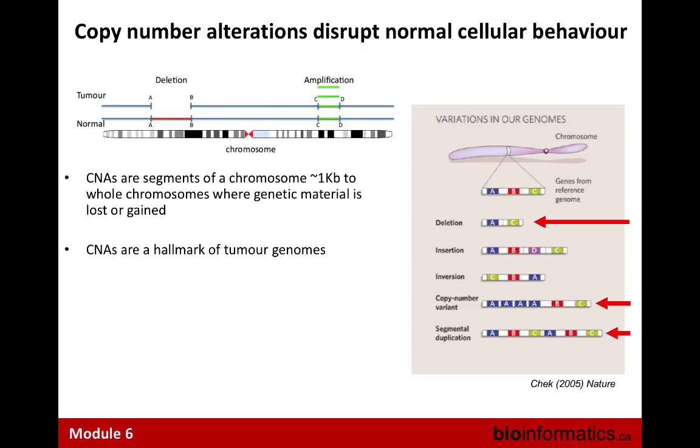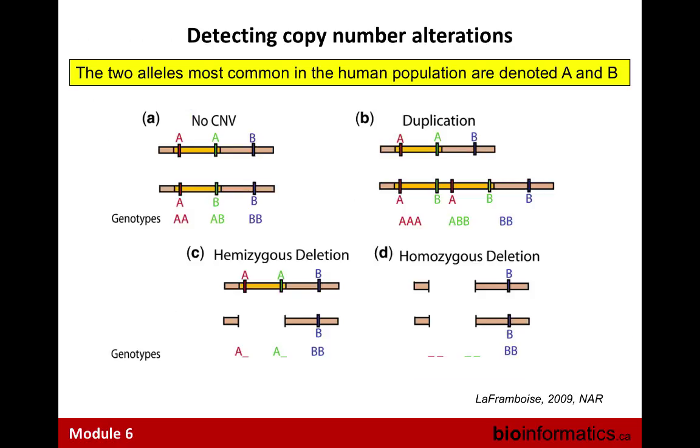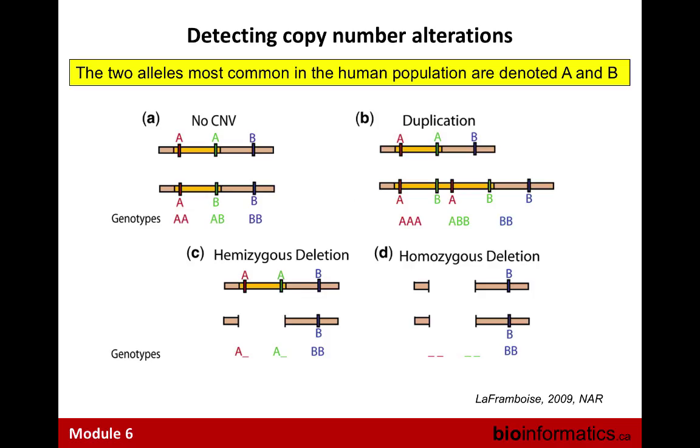So there's actually been a huge amount of effort to profile cancer genomes and find copy number aberrations that are diagnostic or prognostic. And some of these have become targets for therapy. So that's really the goal of this whole exercise. So just conceptually, how do we find amplifications, deletions, and so on and so forth?